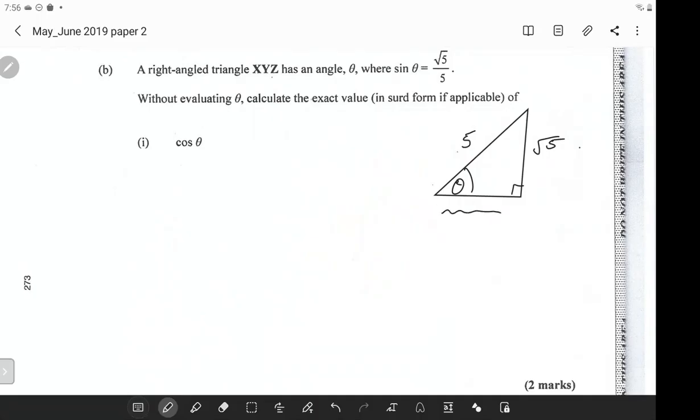So what is this remaining side? Well, we could use Pythagoras theorem to get that out. Or you can go about doing it the long way. Either way is fine. So by Pythagoras theorem, this squared plus this squared should be equal to that squared. So we have root 5 squared plus, let's call it x squared, should be equal to 25, right, because 5 squared is 25. We have 5 plus x squared equals 25. So x squared is equal to 20. And we take square root.